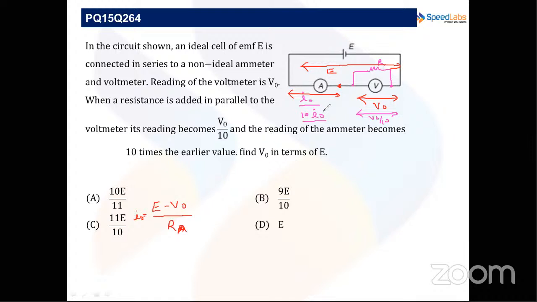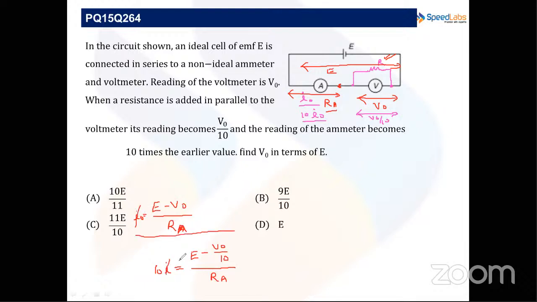Next, he is saying that when we connect another resistance, again we will talk only about the ammeter. This time the potential difference across it is E minus V0 by 10, because V0 by 10 is across the voltmeter and resistor. So across it we get E minus V0 by 10, divided by the resistance of the ammeter, which is still RA. I have not used this resistance at all. I am just using the resistance of the ammeter, RA. And that should be 10 I0. The current becomes 10 times.